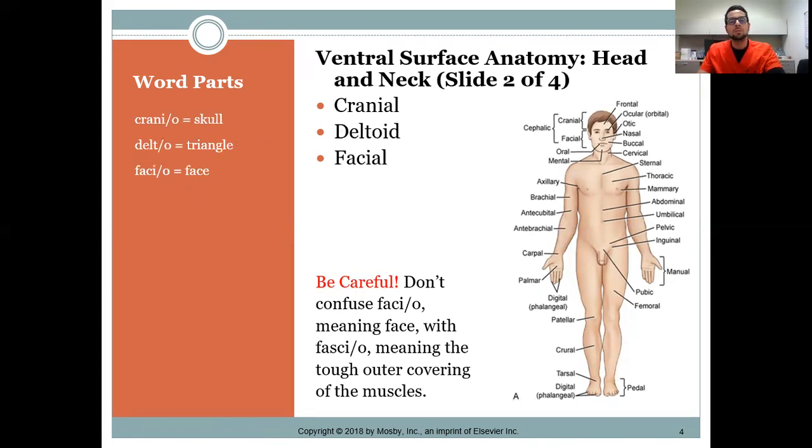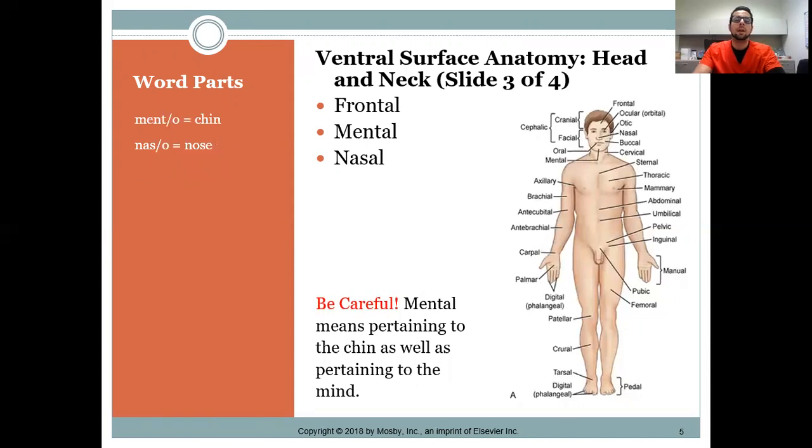All right, once again, more in regard to the head. We have facial, which has to do with the face. All of this is still on the ventral side, which is the front portion of the body. Once again, on the front portion here, mento means chin, and naso, as in the nasal cavity, means the nose.